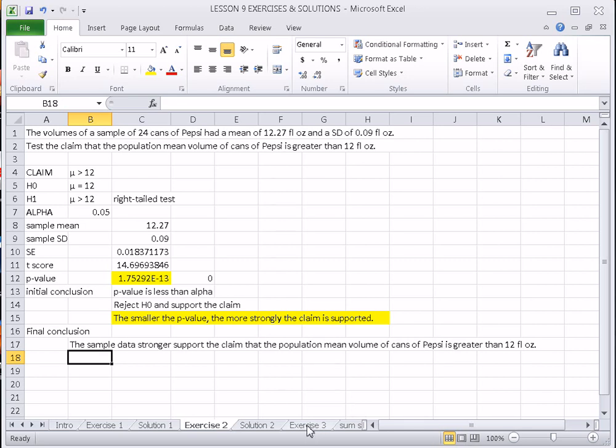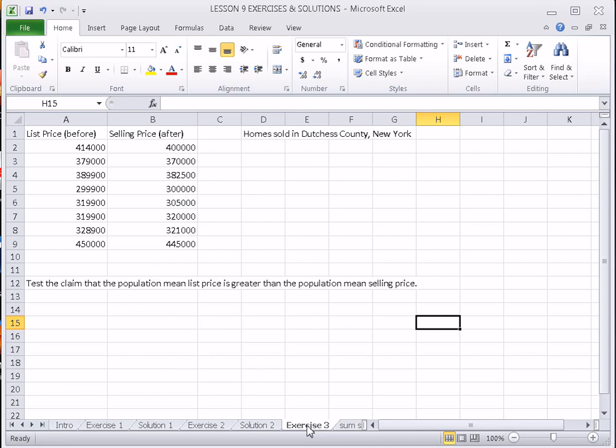Let's do another example. Let's look over here at exercise 3. Look at this data. This one we are given the list price of a house and the selling price of a house. Notice I'm labeling the list price as a before data value and the selling price as an after data value. The list and the selling price are dependent pieces of information because they both apply to the same house. So what we have here is a dependent data set.